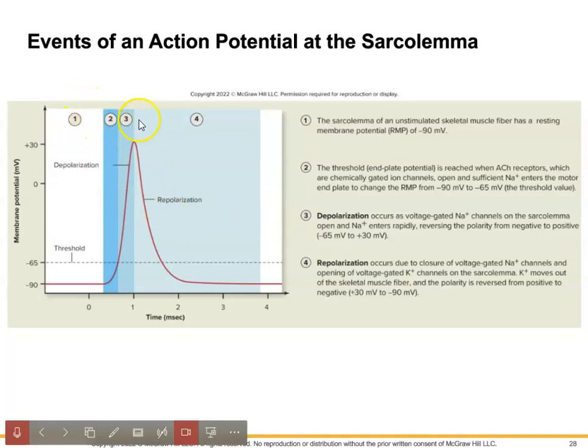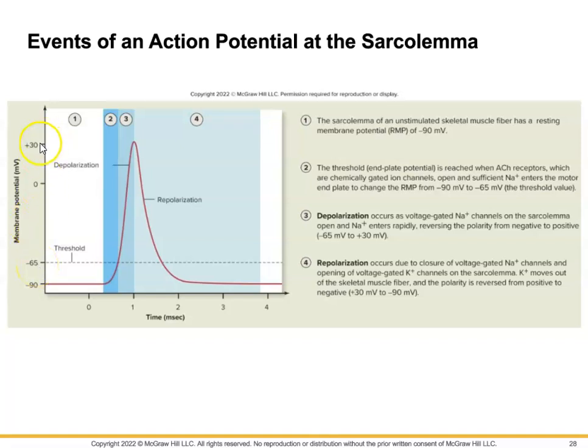So look, we've got 1, 2, 3, and 4. That corresponds with 1, 2, 3, and 4 here. So here we've got minus 90 millivolts, minus 65, 0, and positive 30 over a period of time in milliseconds. Okay? So, number 1, the muscle cell membrane, when that cell is not being stimulated, is polarized with a resting membrane potential of minus 90 millivolts.